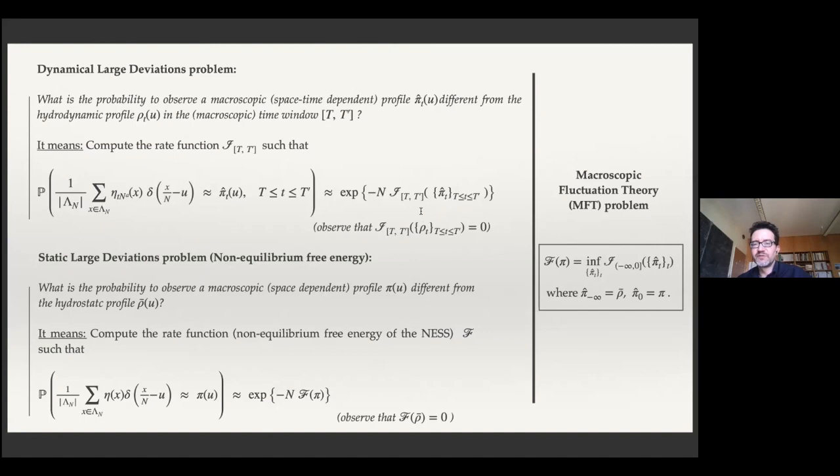And of course, this function I will depend on the path. You are asking what is the probability to see a different path of my empirical density in some time window, t to t prime. And of course, it will vanish on the hydrodynamic equation, which is the typical profile that you observe in the system. Yes, there is some question.